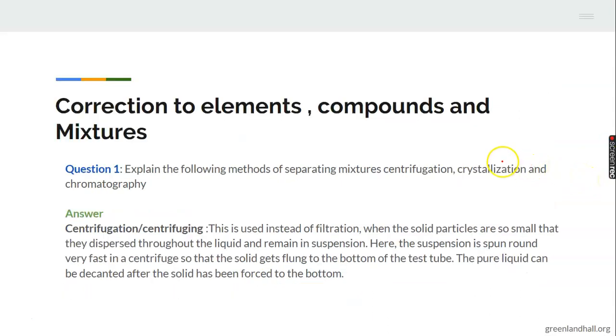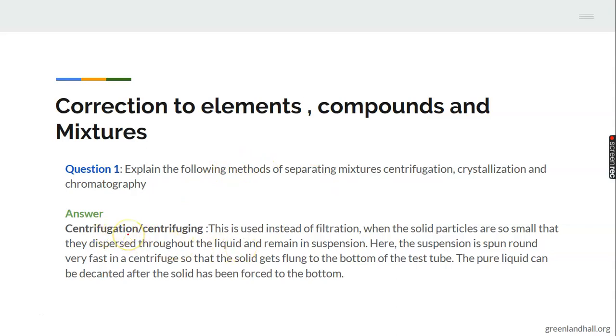So correction to elements and compound, which was the second one. I told you to explain centrifugation and crystallization as well as chromatography. You can find them all here.